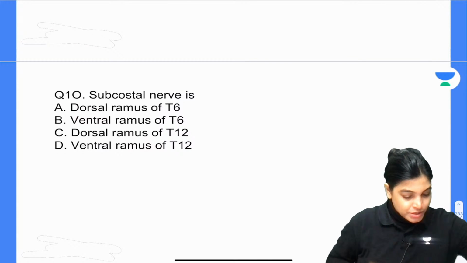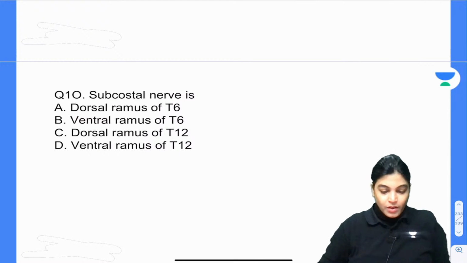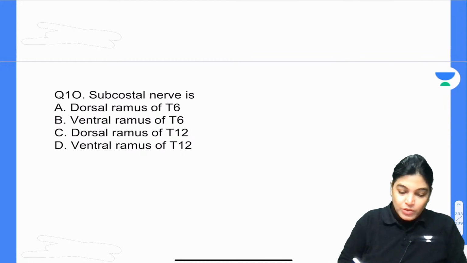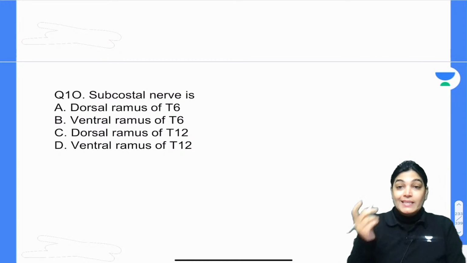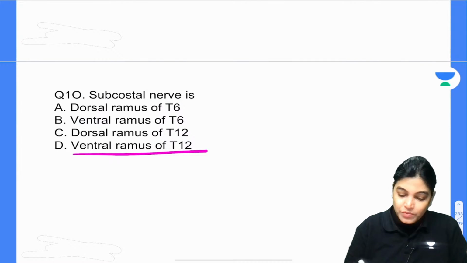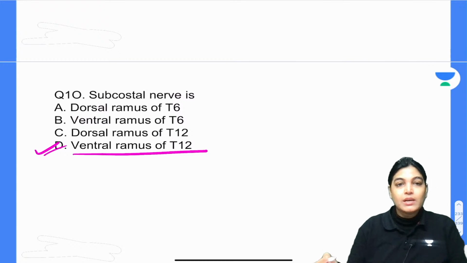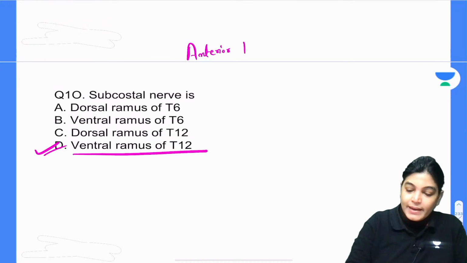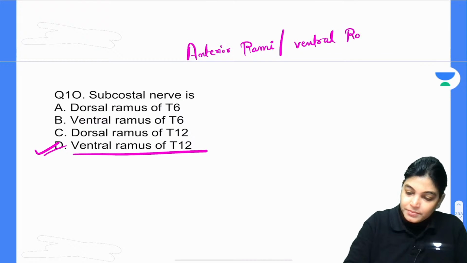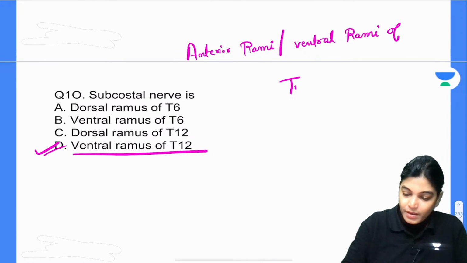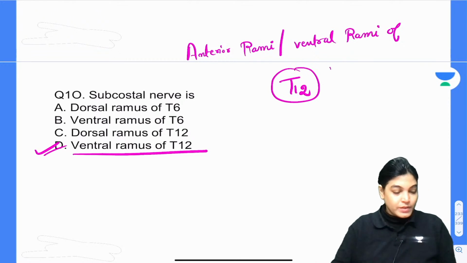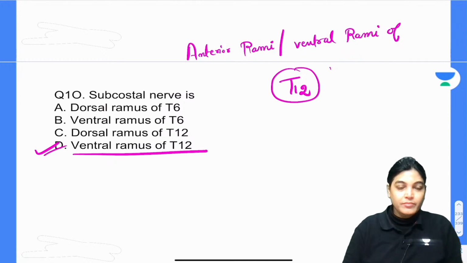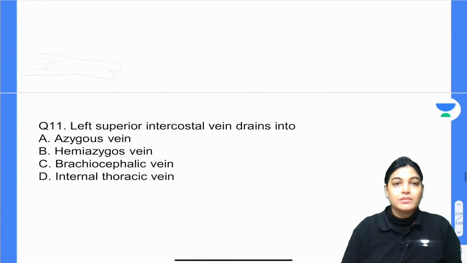So Khan, Devesh. Okay, so actually the subcostal nerve is formed by T12 nerves, by the ventral ramus of T12. So we will go with D as the correct answer. Subcostal nerve is formed by anterior rami, or ventral rami, of T12 nerves. Got it? So we have got D as the correct answer. Yes, let's move on to the next.